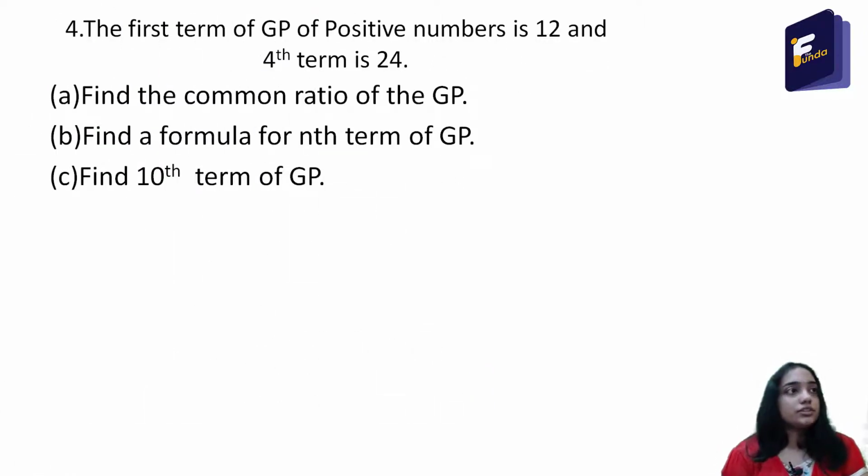The next question is question number 2. The first term of a GP of positive numbers is 12 and the fourth term is 24. Find the common ratio of the GP, find the formula of nth term of the GP, and find the 10th term of the GP. You may pause the video and first solve this question, and then look at the solution.